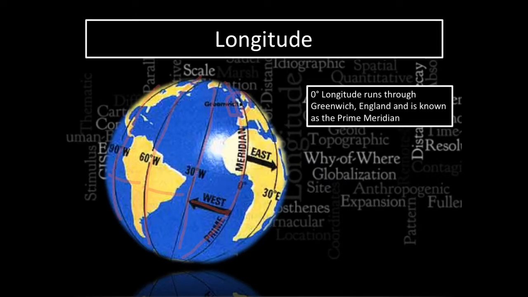Now over here, let's change our color to green. Over here, we are moving east of the prime meridian. We have 30 degrees east of the prime meridian. So we in the United States, here we are up here in the United States, we are west of the prime meridian, and everything east of England right here, Greenwich, England, is going to be east of the prime meridian.